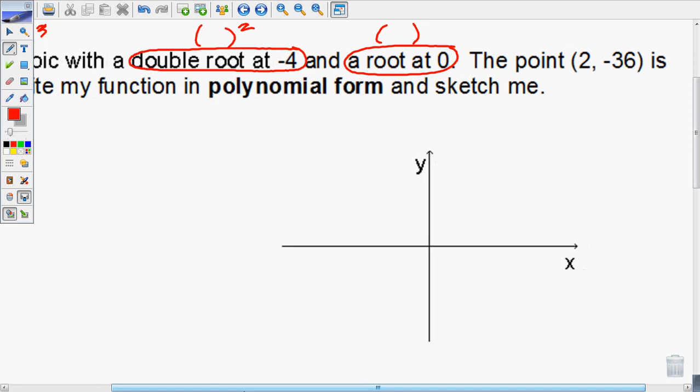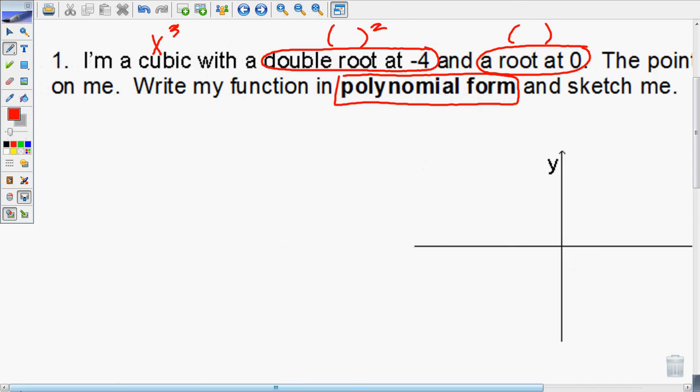So then it says that it must go through the point 2, -36. So this is my input. If I input 2 for x, my output should be -36 for y. Okay? And so we're going to find the function and put it in polynomial form. Polynomial form is that we're going to write it as x cubed plus x squared plus x plus a constant. Okay? So we're going to have to, in the end, do some foiling and distributing. Okay? So here we go.